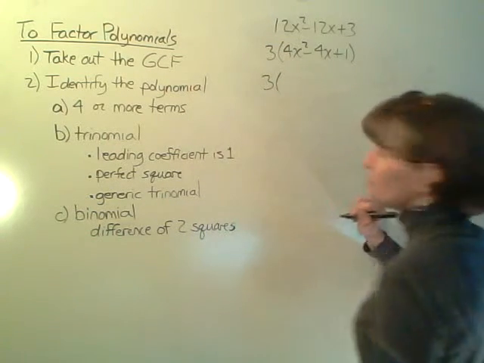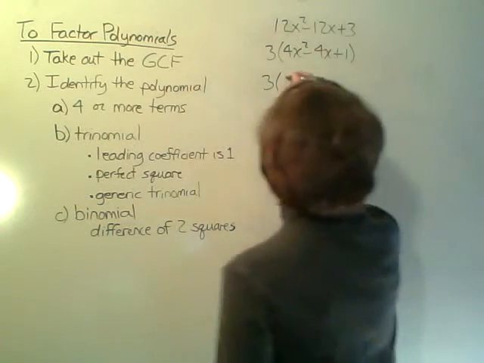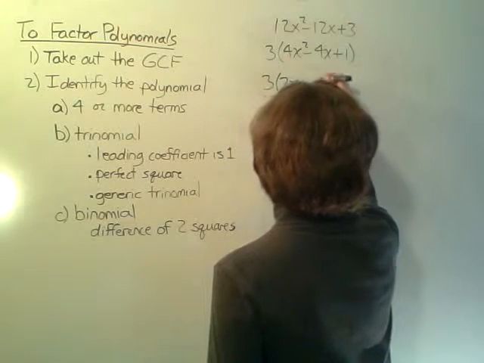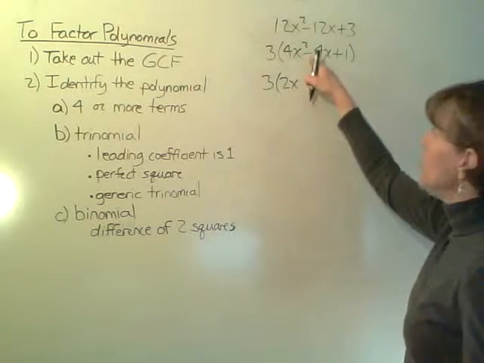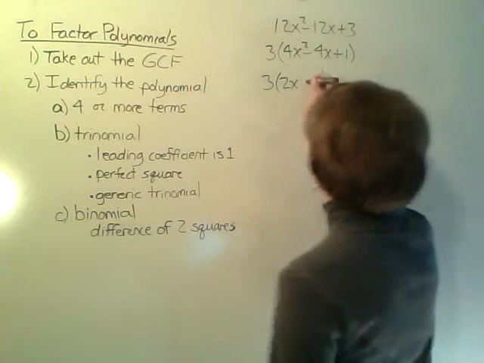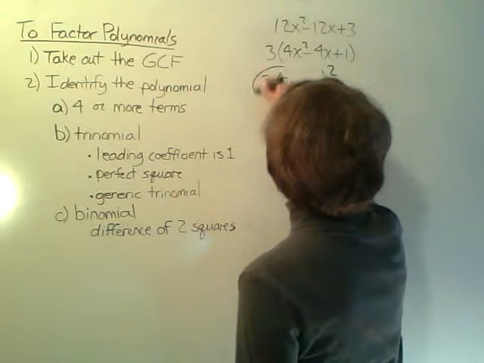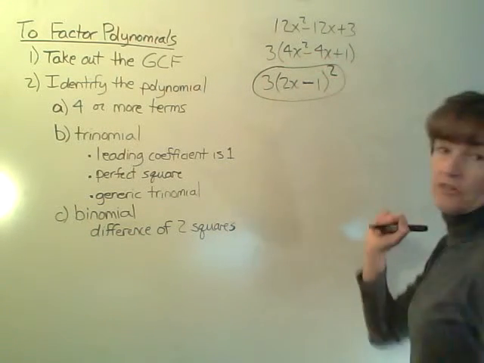Now, the factors of a perfect square trinomial are identical, and they consist of the square root of the first term and the square root of the last term, and you put the sign of the middle term in between them. Since they're identical, I can just put a squared up here.